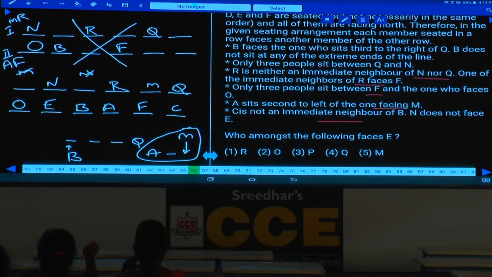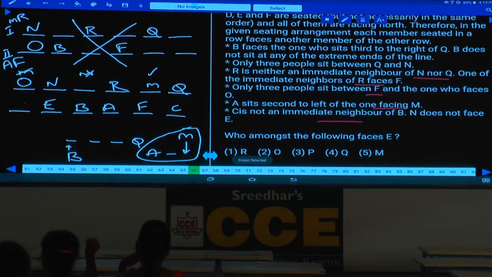Now, sir, here we have taken that information. Three persons between F and the one who faces O. Now F is here and there are 3 persons in between F and the one who faces O. O must be here, isn't it? O must be here because the person who is facing F is M, and there are 3 persons in between.